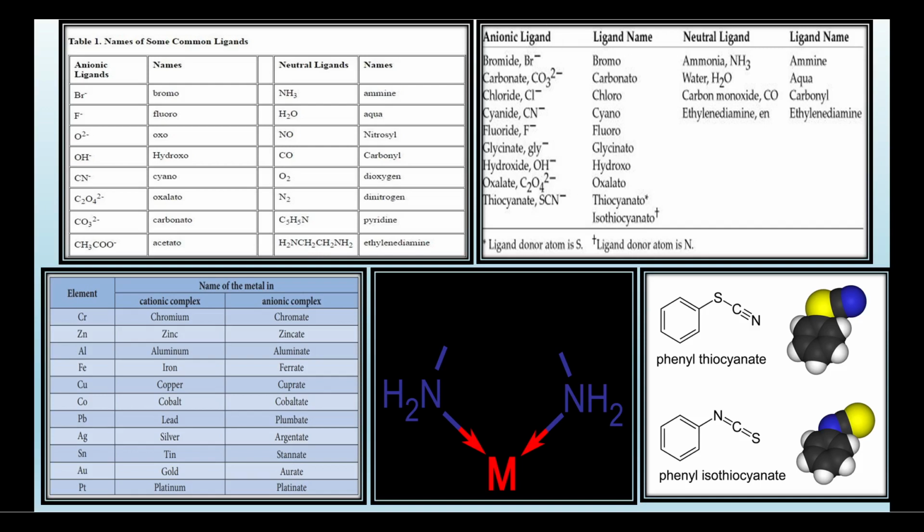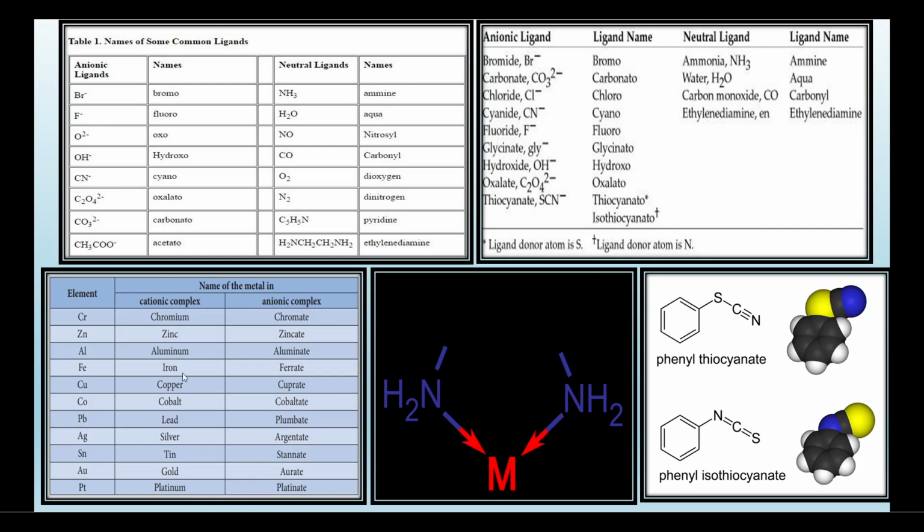Similarly, you can list out the anionic ligand and the ligand name, and the neutral ligand and the ligand name. Okay, this is how we can see what type of anionic ligands there are and how we call them. And similarly, we can see some of the cationic complexes and anionic complexes. We call it chromium in the case of cationic and chromate in the case of anionic: zinc, zincate; aluminum, aluminate; iron, ferrate; copper, cuprate; cobalt, cobaltate; lead, plumbate; silver, argentate; tin, stannate; gold, aurate; platinum, platinate.